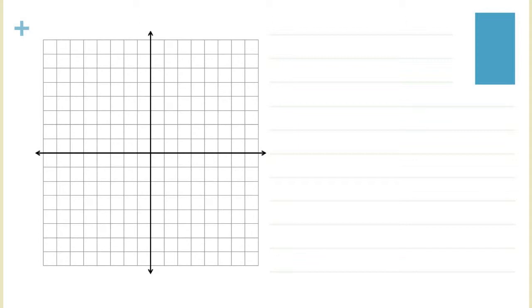I'm going to graph two inequalities on one coordinate plane. I'm going to graph y is less than or equal to 2/3 x plus 1, and I'm going to graph x is greater than 1.